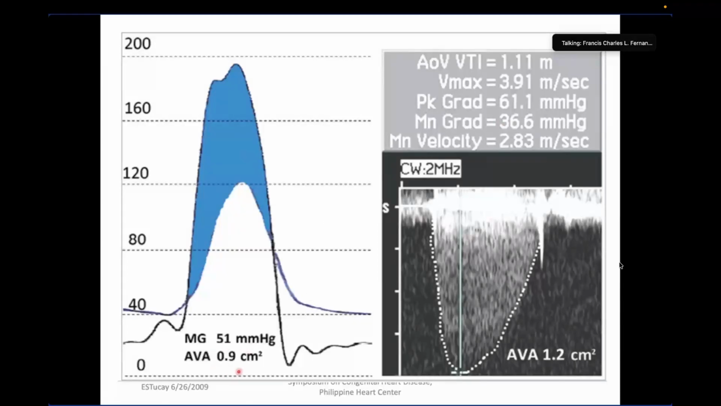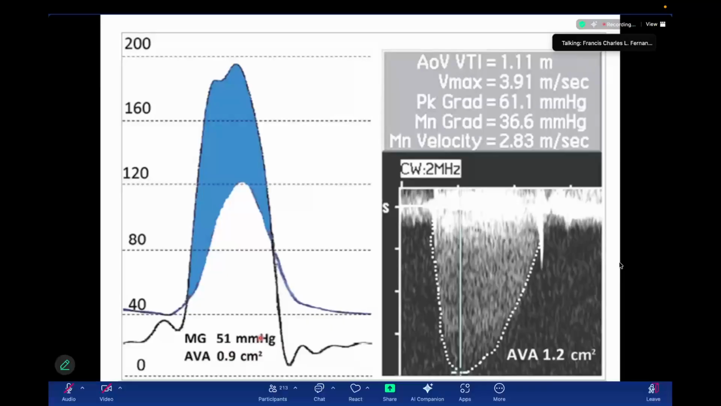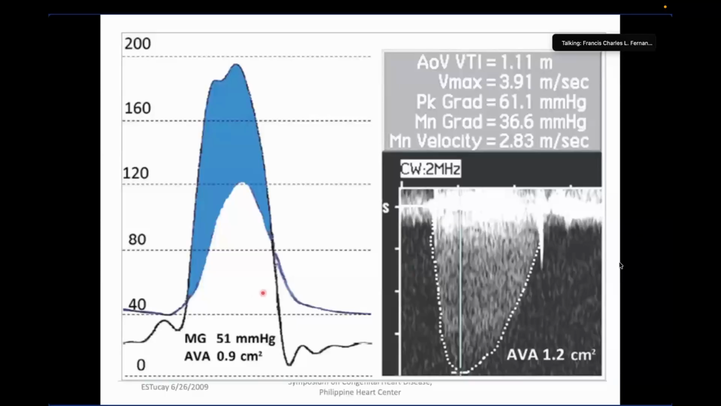And the computation is by Gorlin's formula, which I will not go into detail about. The point is that the invasive measurement can clarify the valve area. There might be some form of discordance, of course, depending on varying conditions.